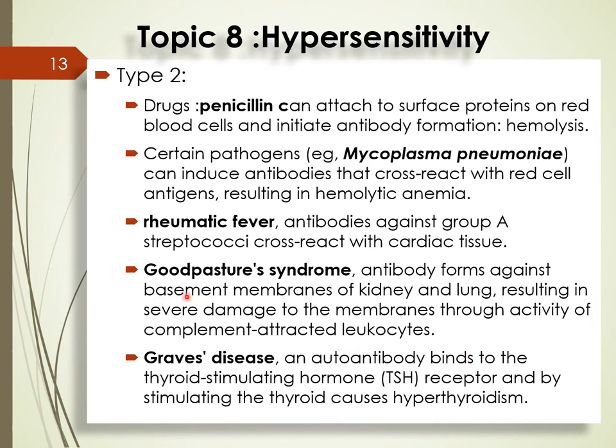So again, review, your type 2 would be your ABO and Rh incompatibility, your penicillin allergy with hemolysis, your Mycoplasma pneumonia hemolytic anemia, your rheumatic fever, your Goodpasture syndrome, and your Graves disease.